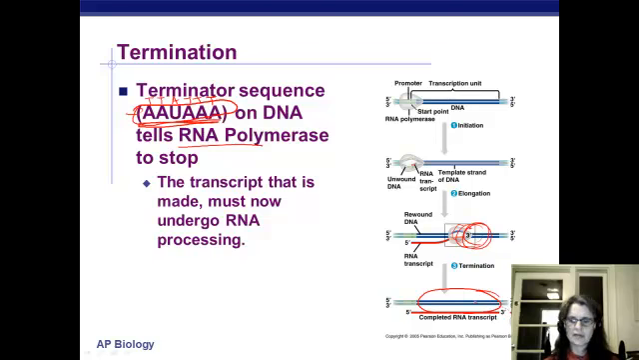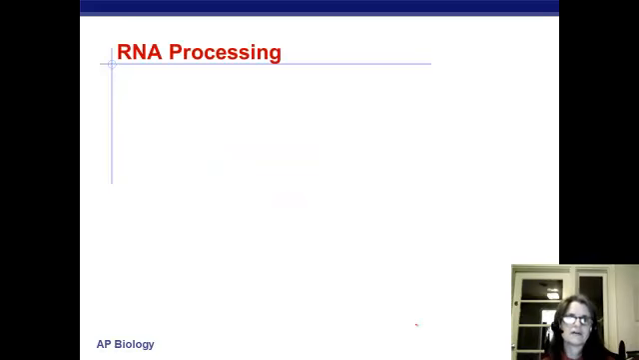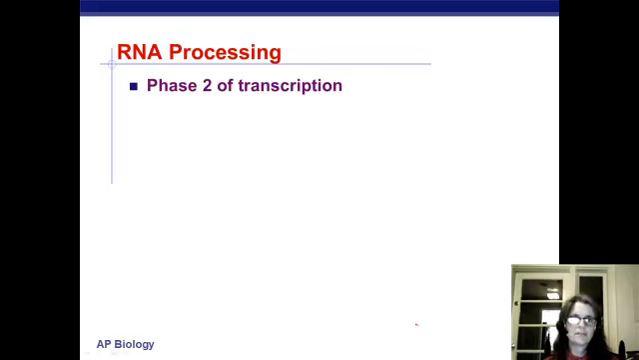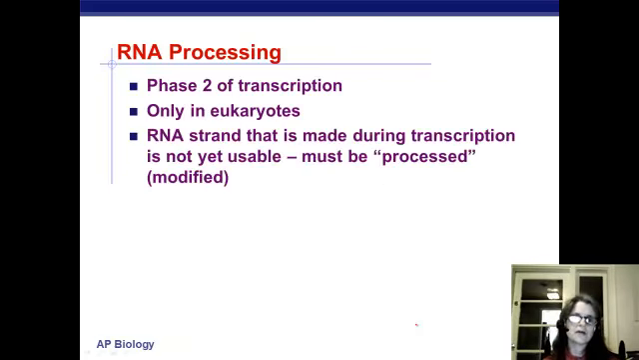So once you get your completed RNA transcript, there it is, we made it, it's in red right here, it's not done yet. It might be done if it were in a prokaryote, if it were in a bacterium, but it's not done yet if it's in a eukaryote. We have to polish it up. We've got to finish it off. We've got to make it ready to do what it needs to do. And that's called RNA processing. This is kind of part 2 of the transcription process. Again, only in eukaryotes.